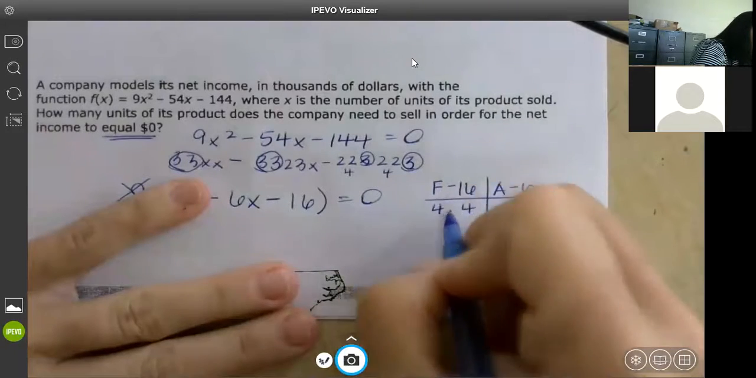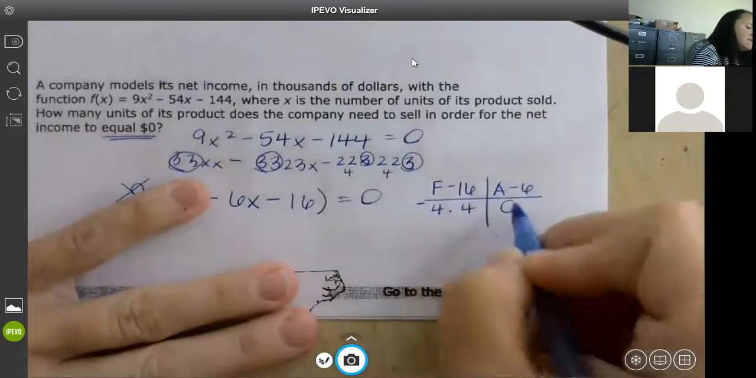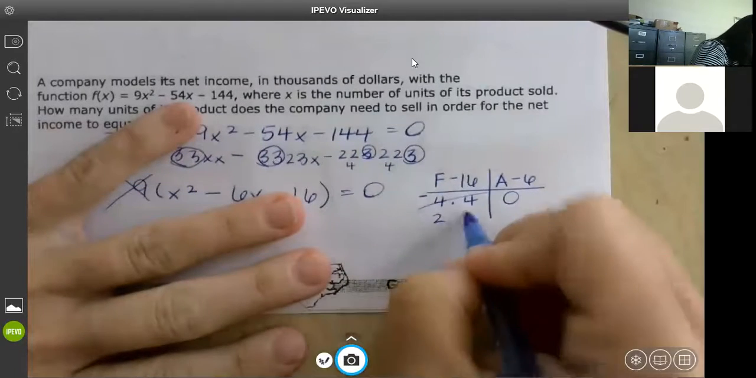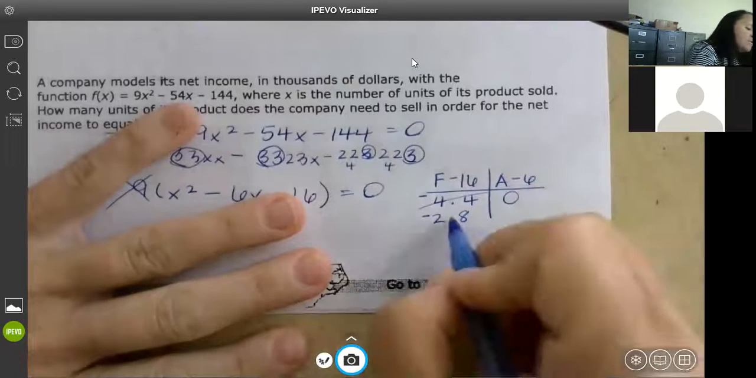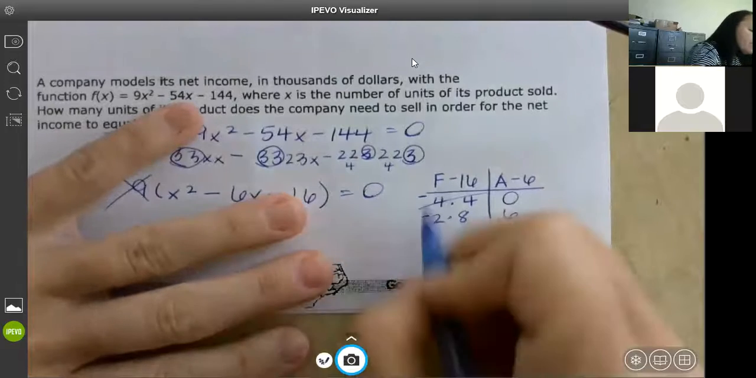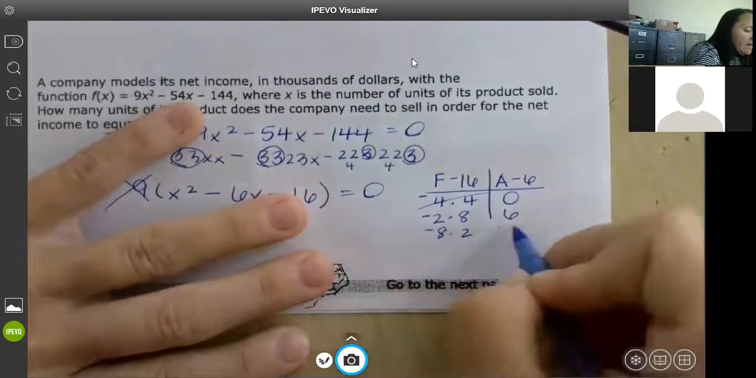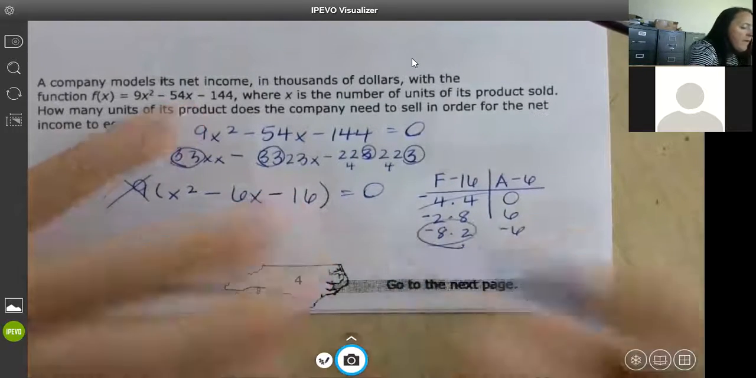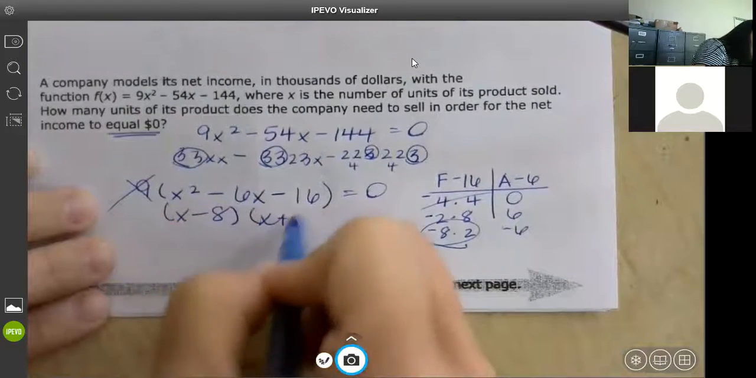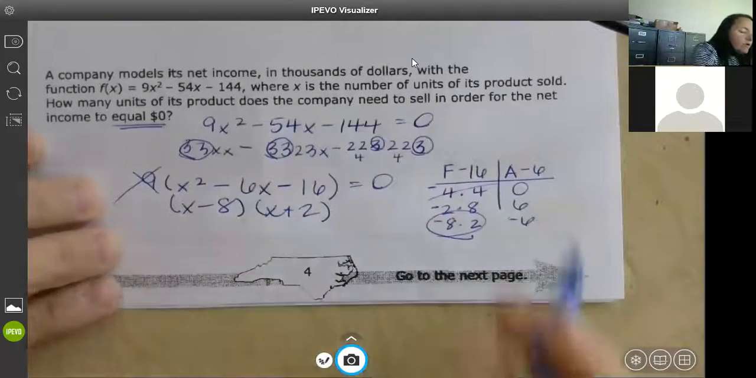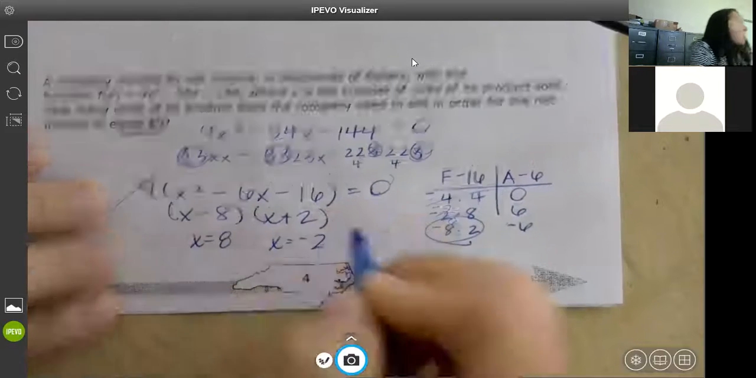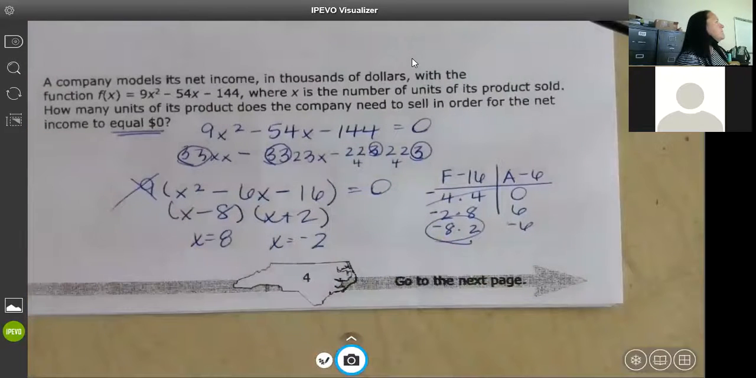4 and 4. One has to be negative, but they add to 0, so it's not these. 2 and 8. Let's try negative 2 and 8. That adds to positive 6. Negative 8 and 2 adds to negative 6. So x minus 8 and x plus 2. What are your two answers? Is everybody okay with that?